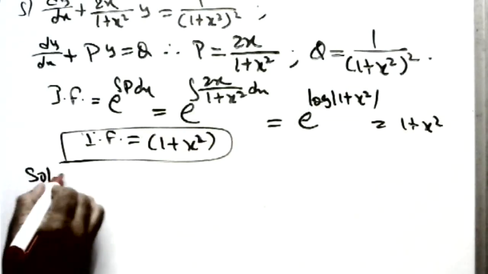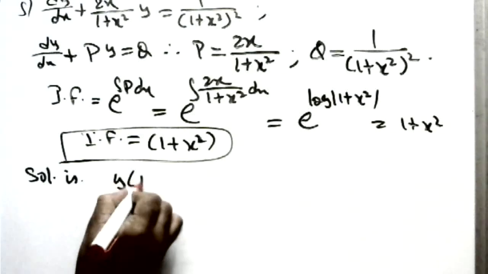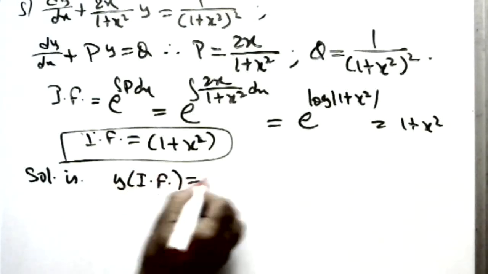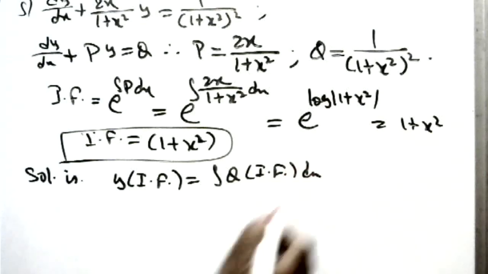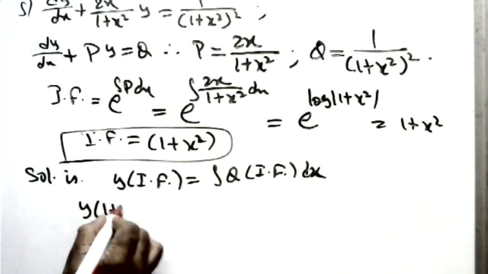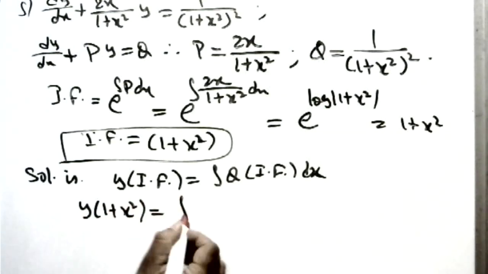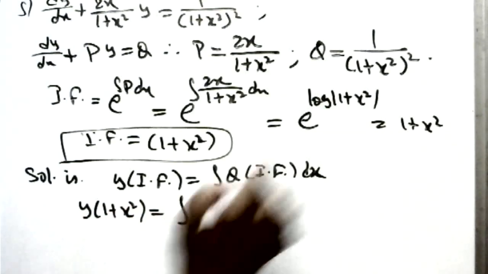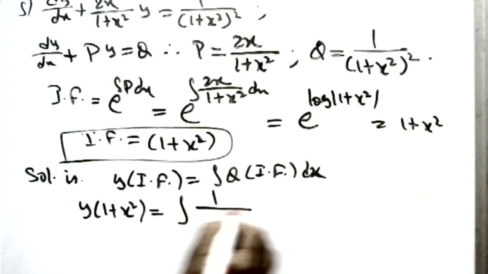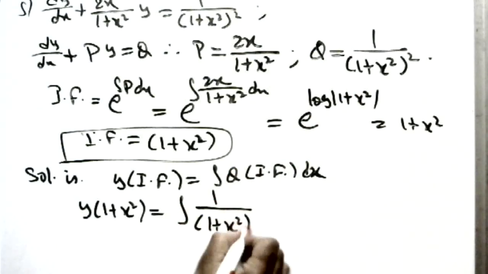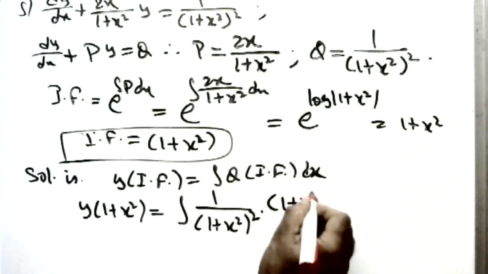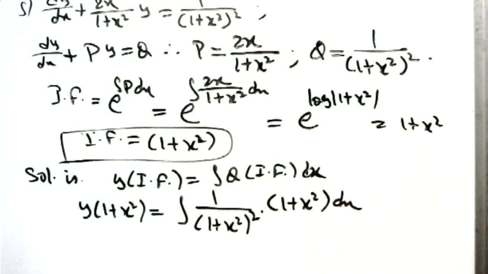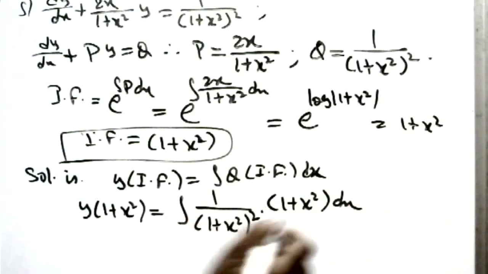Now the next step is the solution. What is the formula of the solution? y into integral factor equals integration of q into integral factor dx. So y into integral factor is y into 1 plus x square. Integration of q, what is the value of q here? q is 1 by 1 plus x square whole square, into the integral factor 1 plus x square, dx.